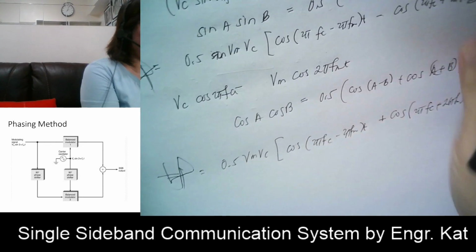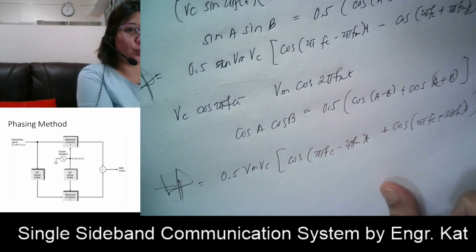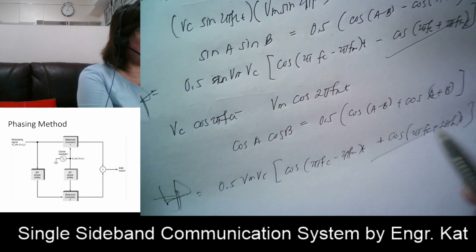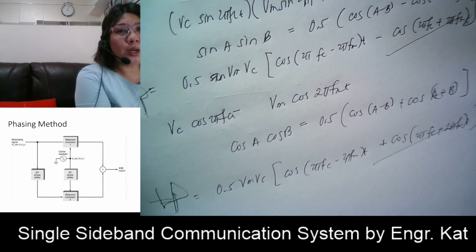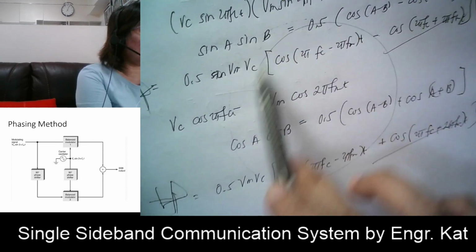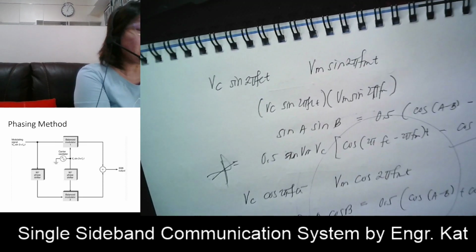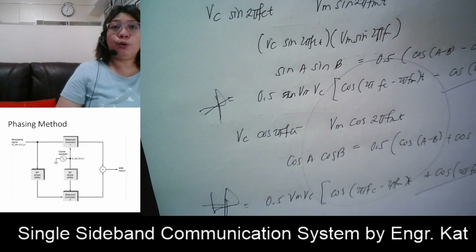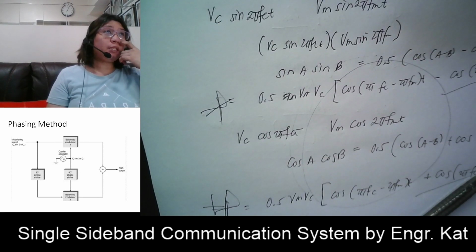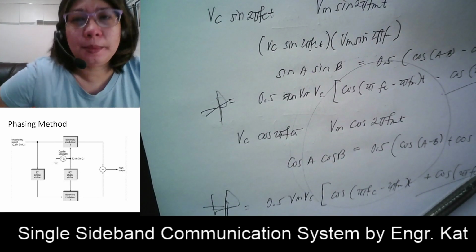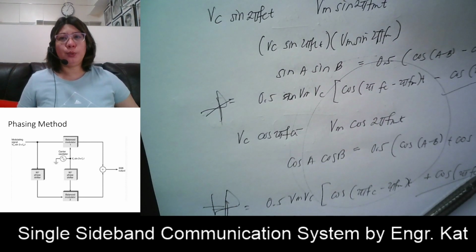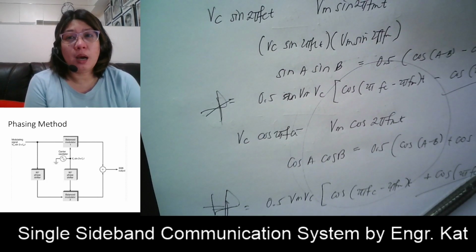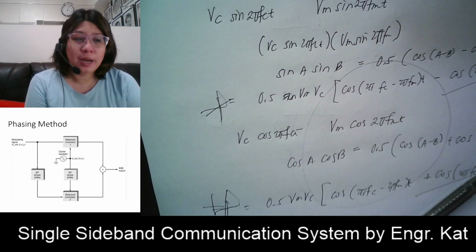Okay, so upon looking at this figure, upon adding these two, we can see that your cosine here will be cancelled out with your sine here. So what will be left is just the lower sideband frequency, or FC minus FM. So that is how your phasing method operates. Okay, so we eliminated the upper sideband and we retained, or we transmitted, the lower sideband.